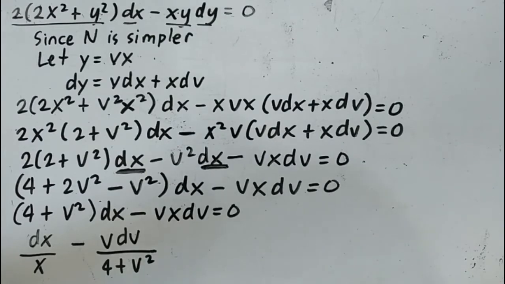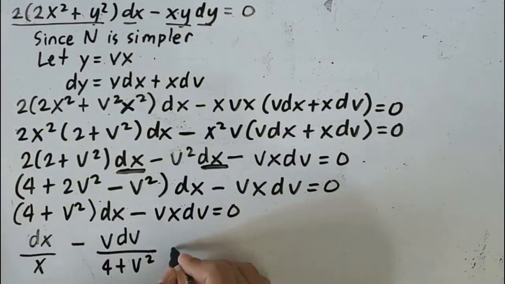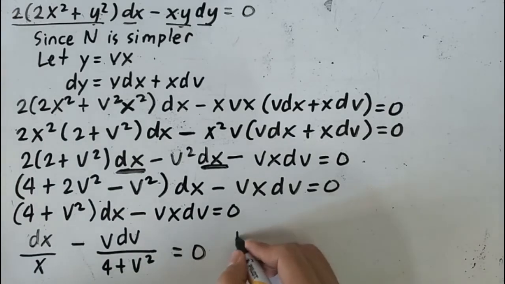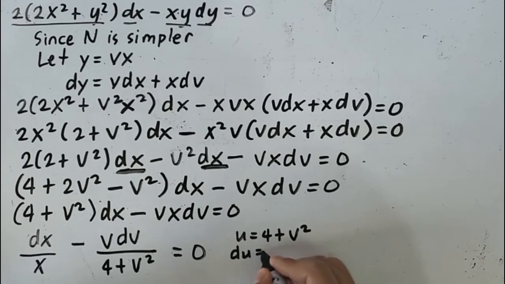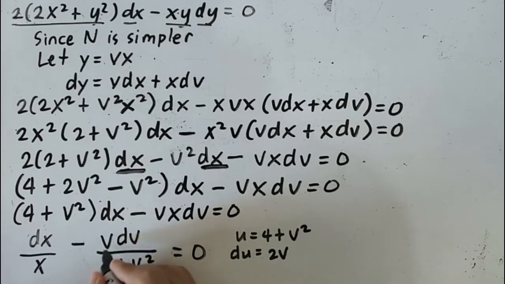This can be easily integrated because here this is simply ln of x, and this one, if this is our u, if our u is equal to 4 plus v squared, then our du is equal to 0 plus 2v. So since we have already v here, we simply need to put 2 here and then 1/2 before the integral sign, so that we can easily integrate.